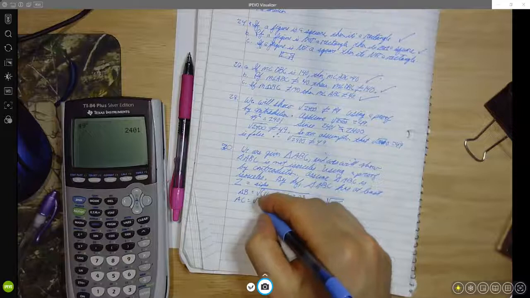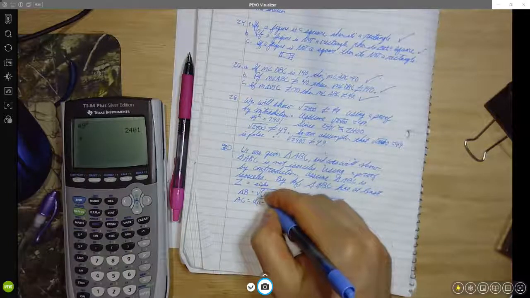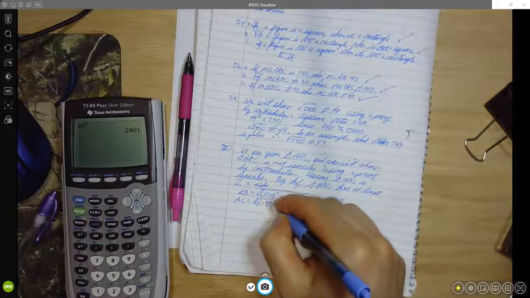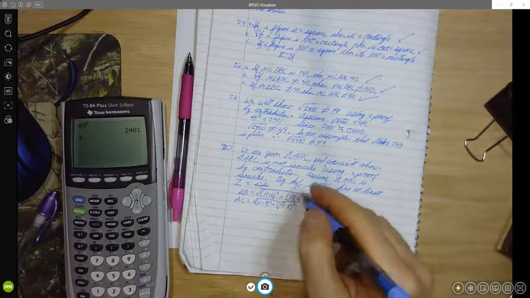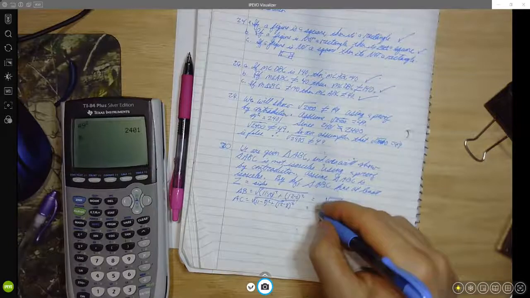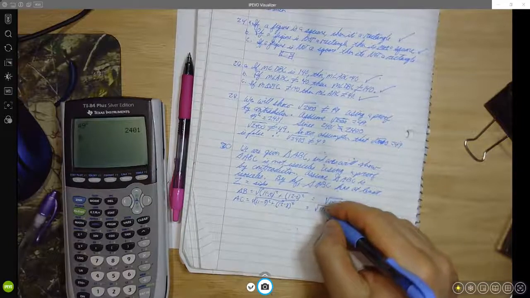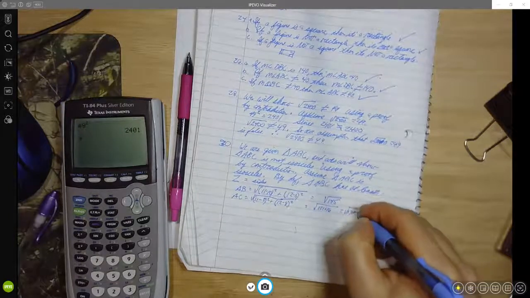So (11 - 0) squared plus (12 - 8) squared. So that's 121 and 16, which is the square root of 137.